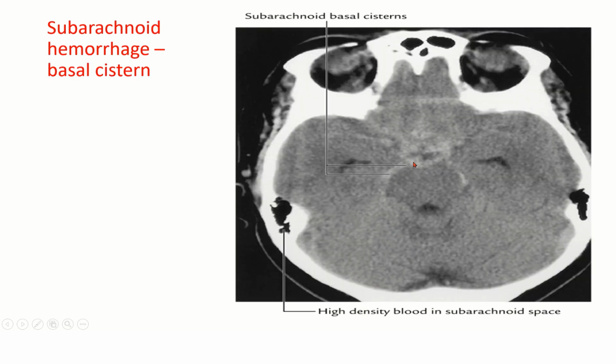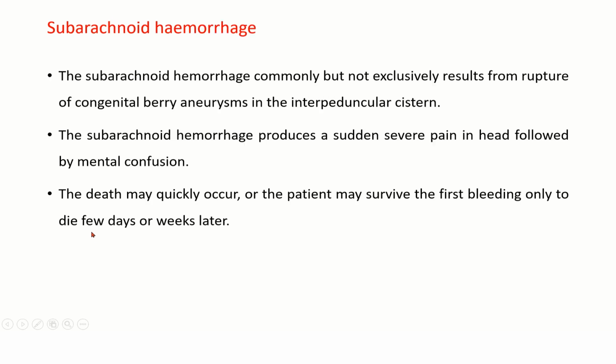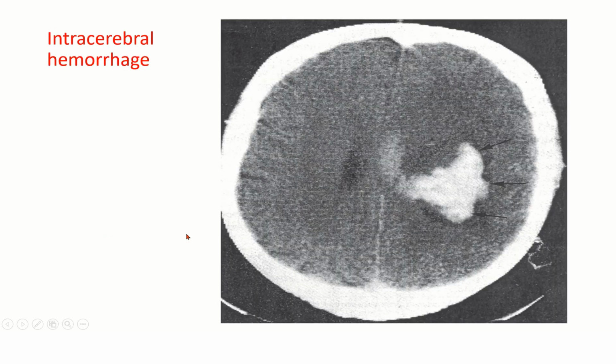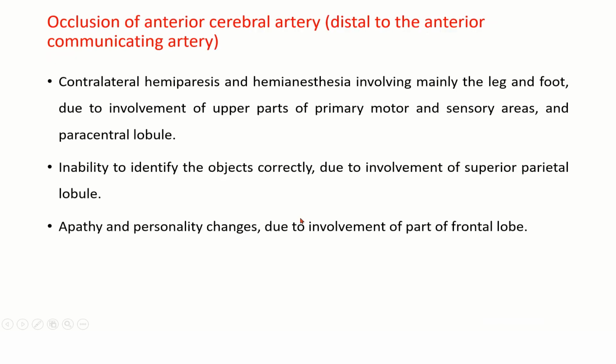Here you can see the subarachnoid basal cistern with the bleeding, subarachnoid hemorrhage. The subarachnoid hemorrhage commonly results from rupture of aneurysms. It produces sudden severe pain in the head, followed by mental confusion. Death may quickly occur, or the patient may survive the first bleeding only to die a few days or weeks later. You can see the intracerebral hemorrhage, most commonly due to Charcot's artery, cerebral hemorrhage.